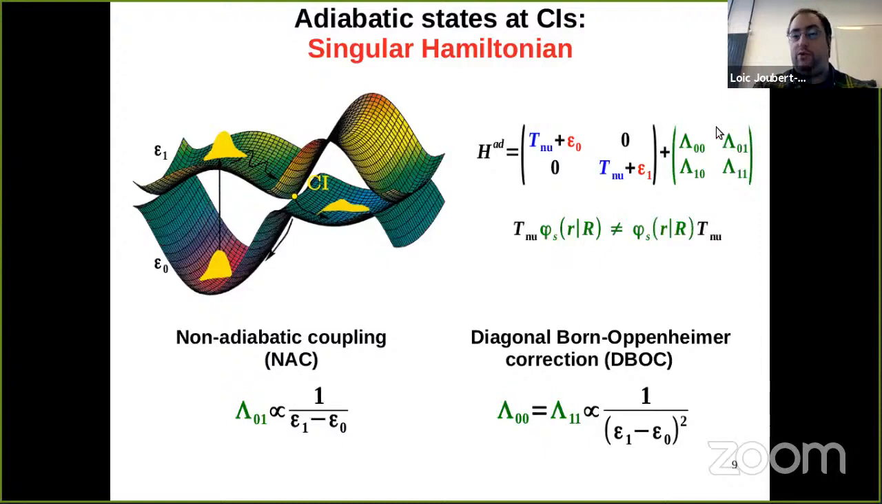And all these terms come from the fact that the nuclear kinetic energy acts on the electronic states that depend on big R here, the nuclear coordinates. And off-diagonal terms here are in fact the non-adiabatic couplings that I already mentioned at the beginning of this talk. And yeah, they tend to infinity at the conical intersection.